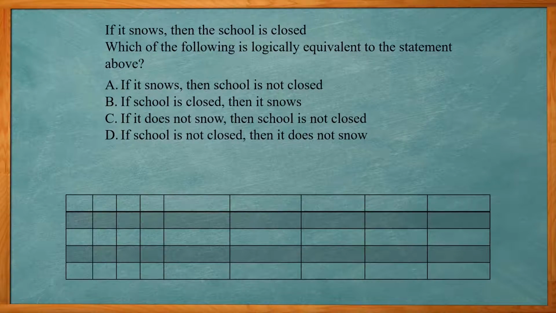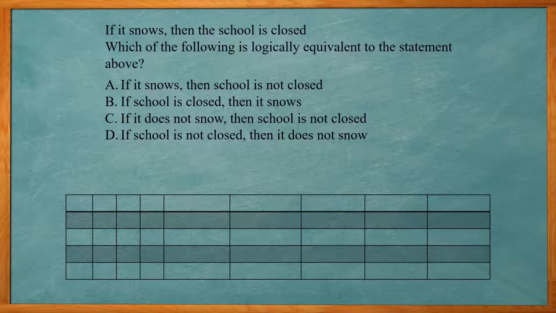So this reads, if it snows, then the school is closed. So which of the following is a logical equivalent to the statement above? A: If it snows, then the school is not closed. B: If school is closed, then it snows. C: If it does not snow, then school is not closed. D: If school is not closed, then it does not snow.